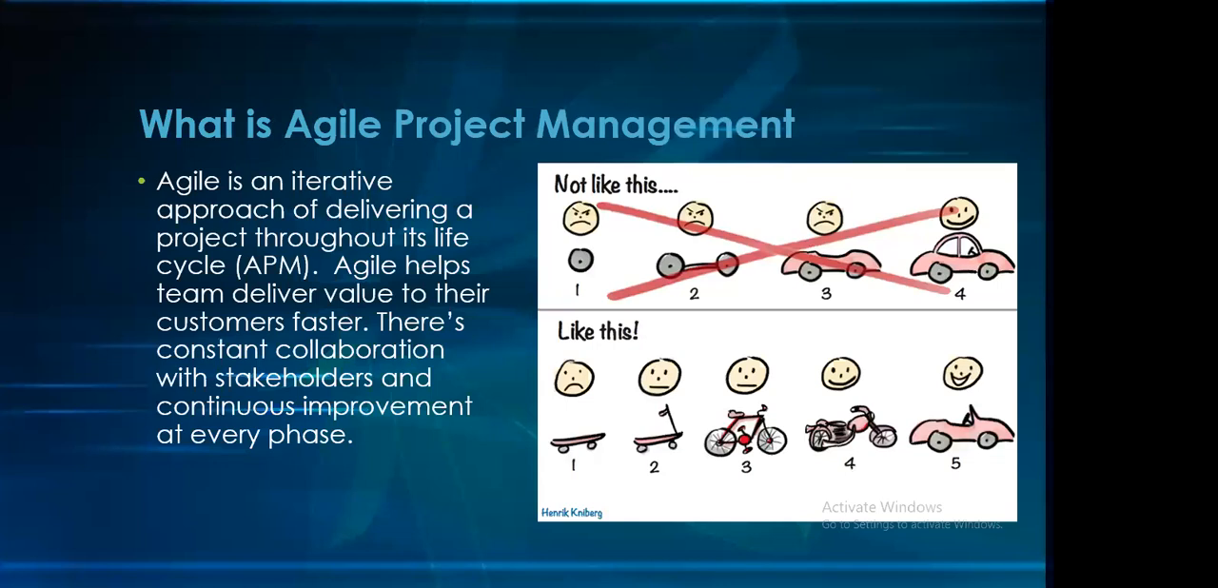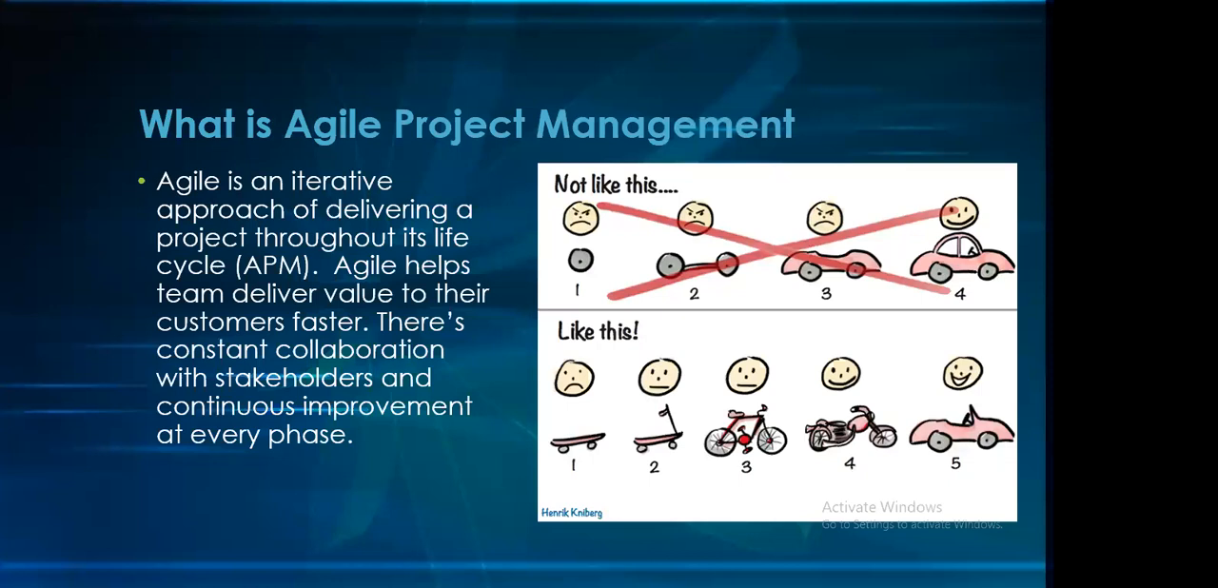Agile project management as a focus is an iterative approach of delivering a project through its life cycle. So Agile helps the team deliver value to their customers faster. That is one thing you should know about Agile. I will not talk about traditional and all that because it will make me delve into it too much. But in project management, one of the most prominent approaches is agile project management, and the other one is the waterfall, which we'll refer to as the traditional way.